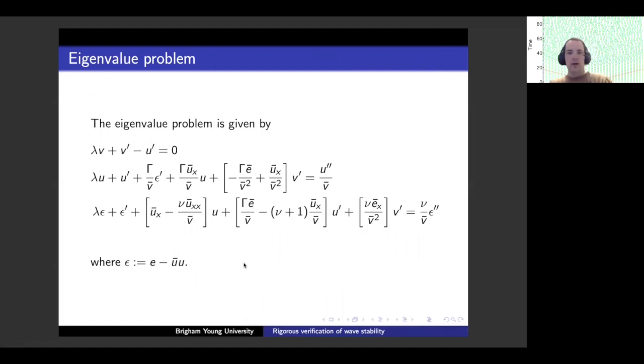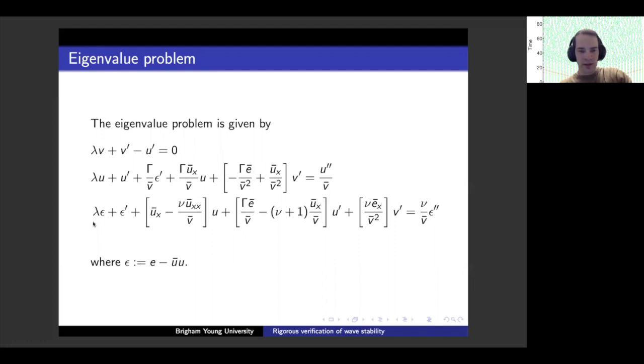So the eigenvalue problem for the PDE is given by the following. Bar represents the background traveling wave solution that we've linearized about. And as you can see, this is a linear PDE. Actually, it's an ODE now, because when we change it to an eigenvalue problem, we lose the time derivative.